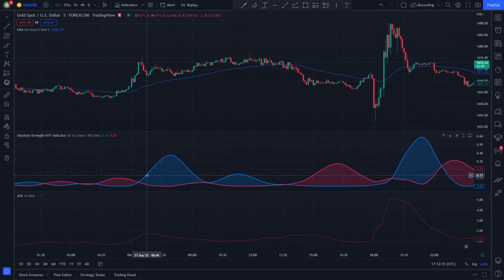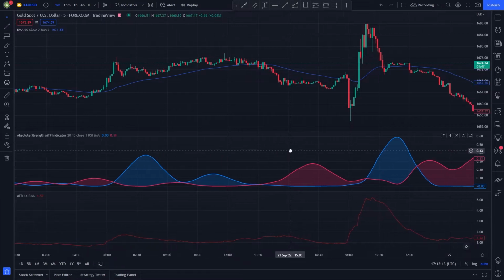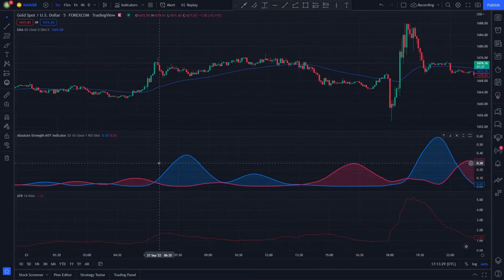The entry rules in this strategy are very simple. So what we are looking for is for this indicator to cross lines. So whenever the blue line is above the red line, this is a signal to buy, and vice versa. Whenever the lines cross and the red line is above the blue line, this is a signal to go short. Also, we cannot take any long trades if the price is below the moving average. The same as we cannot take any short trades if the price is above the moving average.